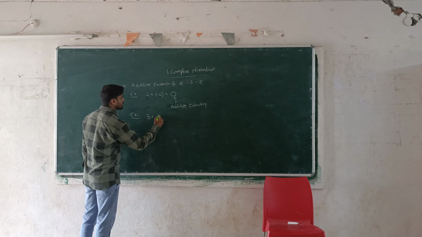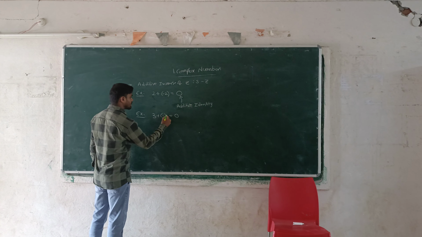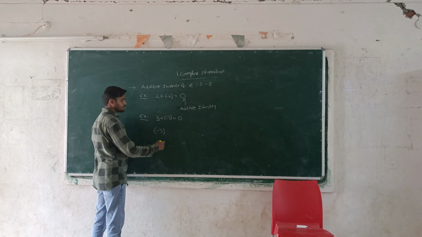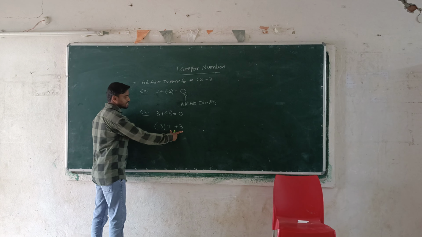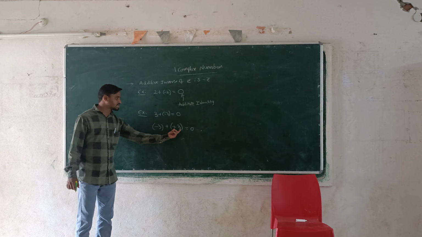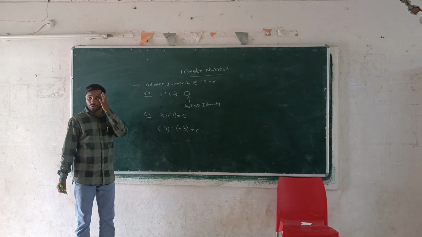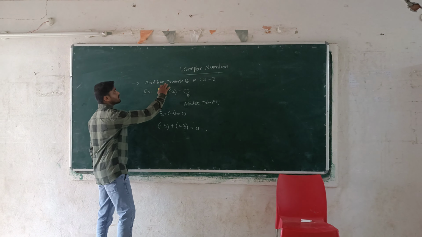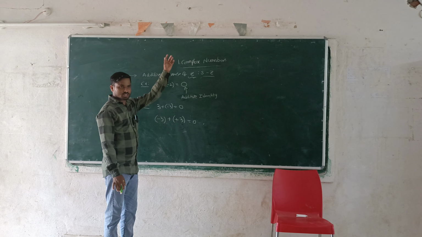Now one more example, quickly tell me. 3 plus something equals 0. So what is the additive inverse of 3? Minus 3. Okay? The additive inverse of minus 3 is plus 3, because by adding these two numbers you get 0. Therefore, the additive inverse of plus 3 is minus 3, and the additive inverse of minus 3 is plus 3. So the additive inverse of any complex number z is minus z. Is this okay?